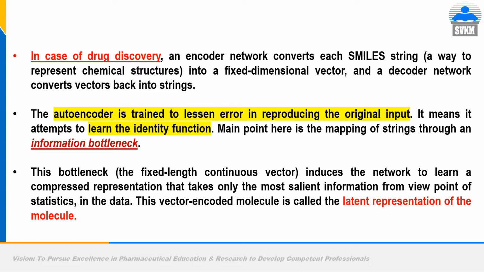It is important. Continuous vector means all similar data points are together. There is no gap, no sparse matrix. You can pick or sample any of the vectors, and chances are that it will have some features similar to the input or the desired attributes. So this bottleneck induces the network to learn a compressed representation that takes only the most salient information from the viewpoint of statistics in the data. This vector encoded molecule is called the latent representation of the molecule.